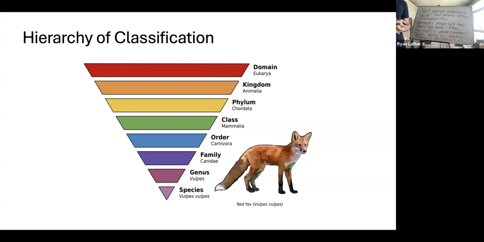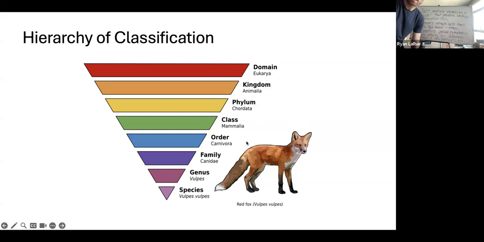Essentially, the way this goes, I like this image because it shows that the domain is the most broad, the most all-encompassing when it comes to classifying organisms. And then as you go down, you're getting more specific when it comes to your group. So we have 3 domains of life, only 3, but oh my, there are so many different organisms and classes and phyla and all these things.